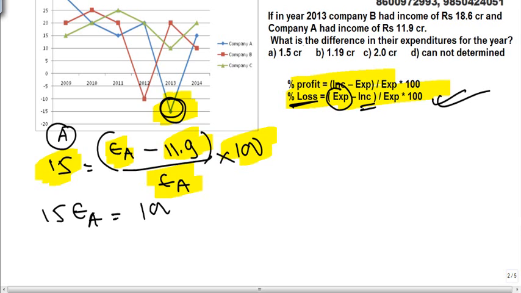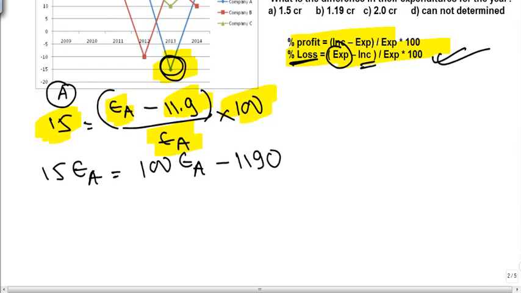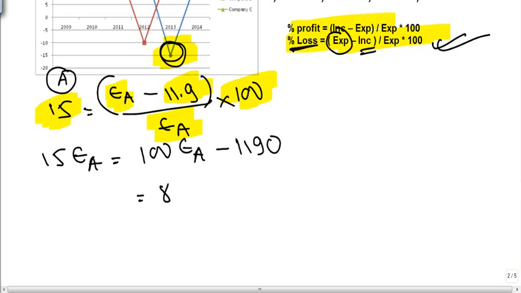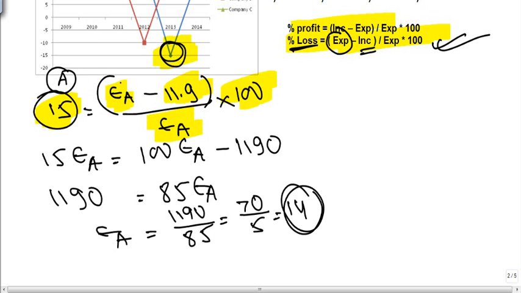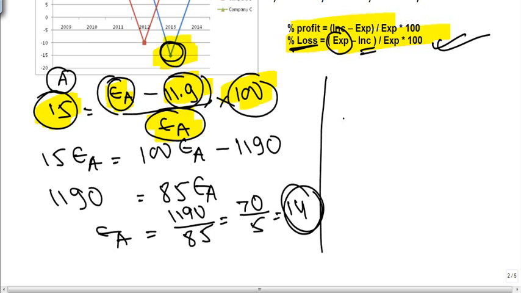15 times the expenditure of A, 100 EA. The long cut is going on here. So what we get here is 85 EA equals 1190, divide by 17. 1190: 17 sevens are 119, 17 fives are 85. We just fill in the values. Percentage loss for A is 15, expenditure of A, income of A upon expenditure.